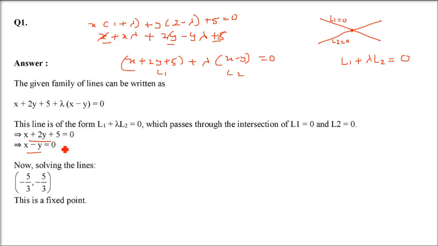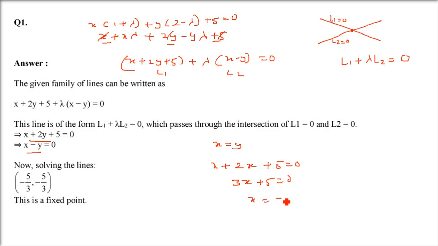Now we need to solve it, because we want a fixed point, because the family of lines passes through the intersection of these two lines. So let us do it. x equals y from the second equation, and in x plus 2y plus 5 equals 0, I am putting x as y. This will become x plus 2x plus 5 equals 0.